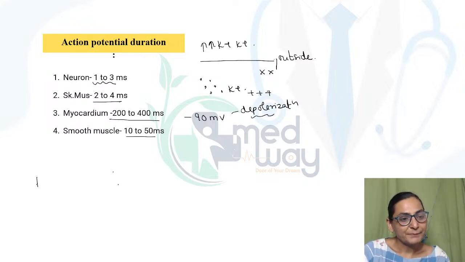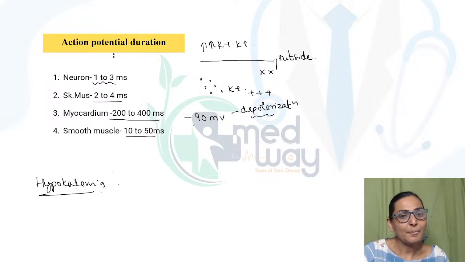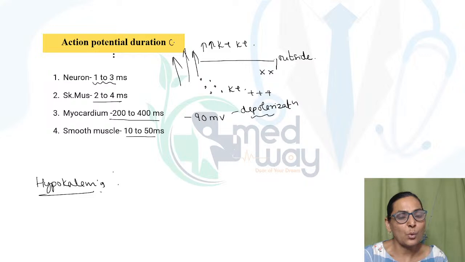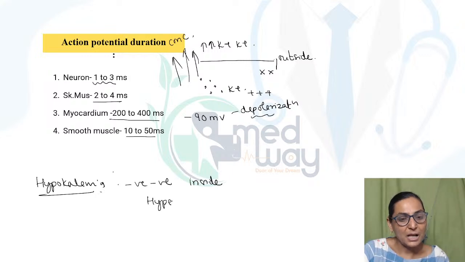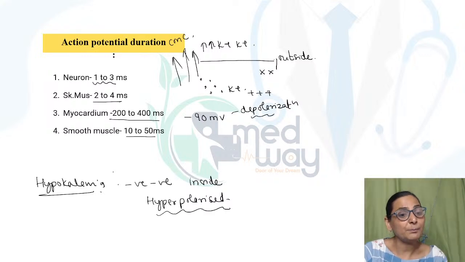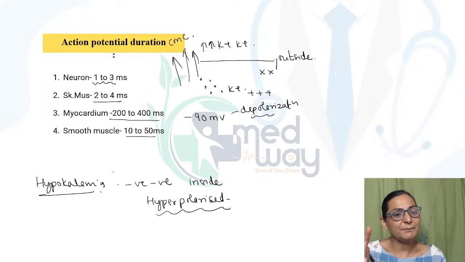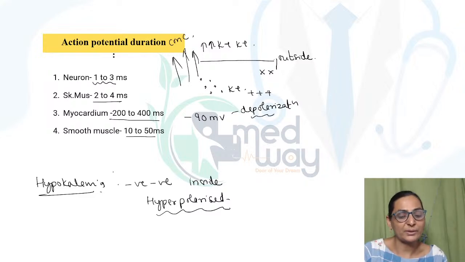On the contrary, if there is hypokalemia, what will happen? The potassium which is inside will keep moving outside due to the concentration gradient and create a lot of negativity inside the cell, or the inside of the cell will become hyperpolarized. The resting membrane potential will become more negative, and therefore the tissue will become less excitable, right? So hypokalemia, hyperkalemia, and one important ion is calcium.